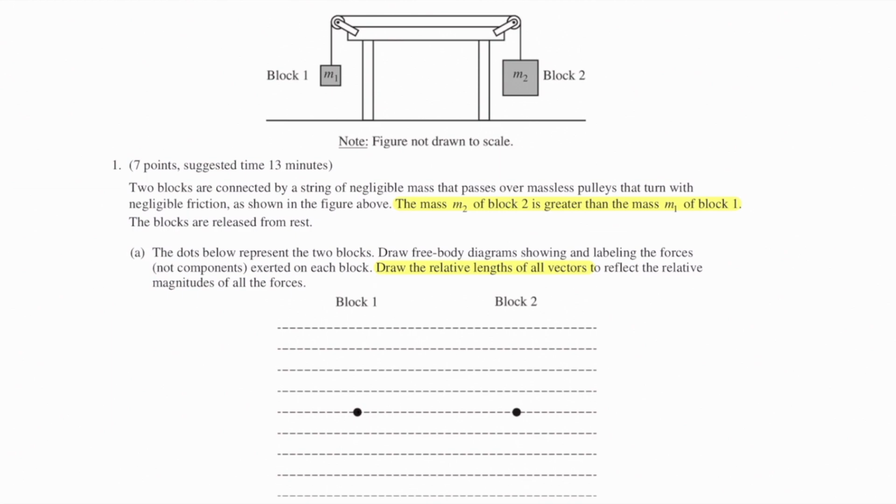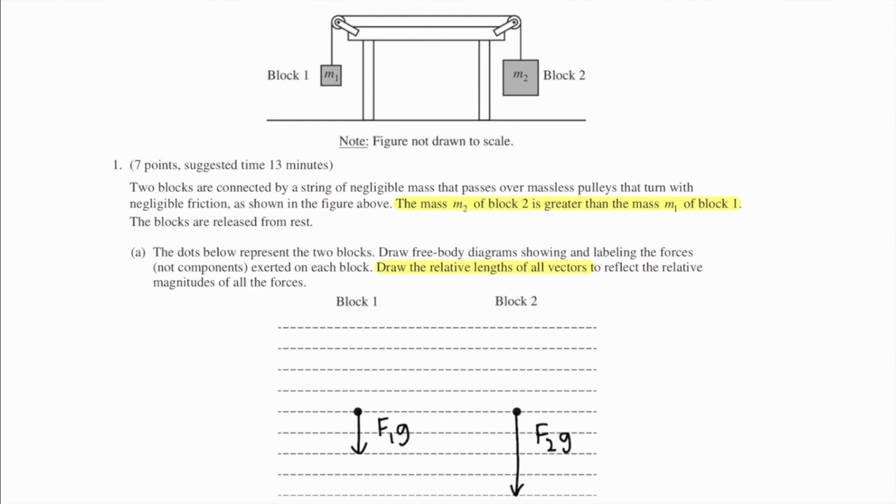So the force of gravity acting on block 1 must be less than that acting on block 2, because the mass of block 1 is less than the mass of block 2. So let's go ahead and draw a short arrow for the force of gravity on block 1. And then we can turn to block 2 and draw a longer arrow for the force of gravity acting on block 2. Now, both blocks have the same tension force acting on them because it's the same string over the pulley and the friction is negligible, so the tension will be the same for both blocks. And the tension should be greater than the force of gravity on block 1, but less than the force of gravity on block 2 so that the system accelerates in the right direction.